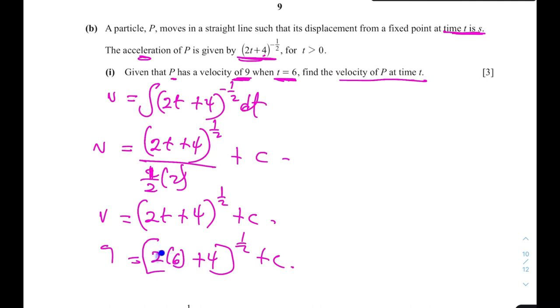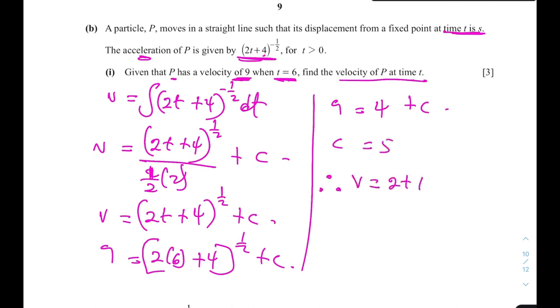Now, if you check inside the bracket, this is going to give you 12. 12 plus 4 is 16. Square root of 16, that's 4. So that means that you are looking at 9 is equal to 4 plus c. Therefore, c is 5. So you can say that the velocity is going to be (2t plus 4) to the power half plus 5. Okay, and then you are done.